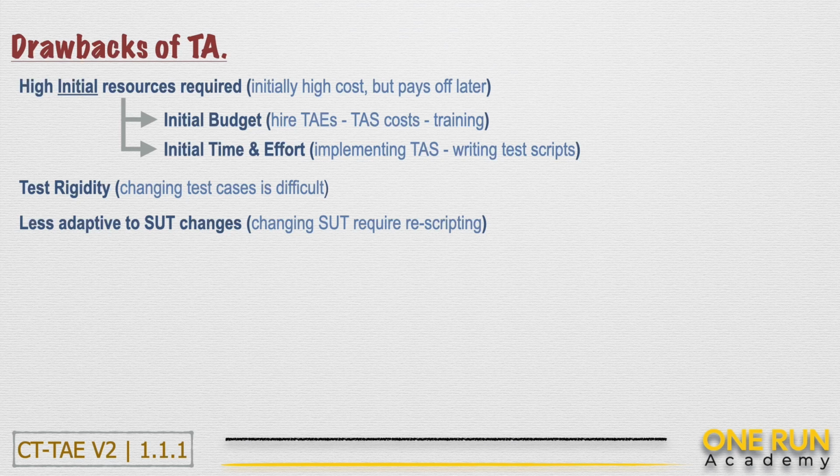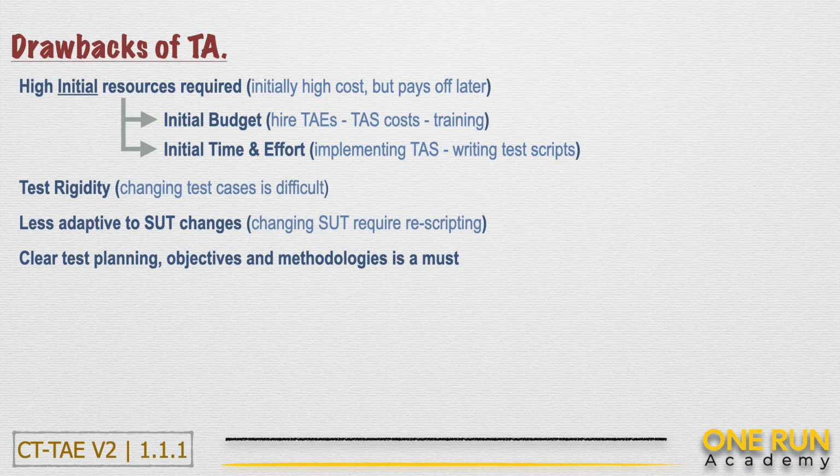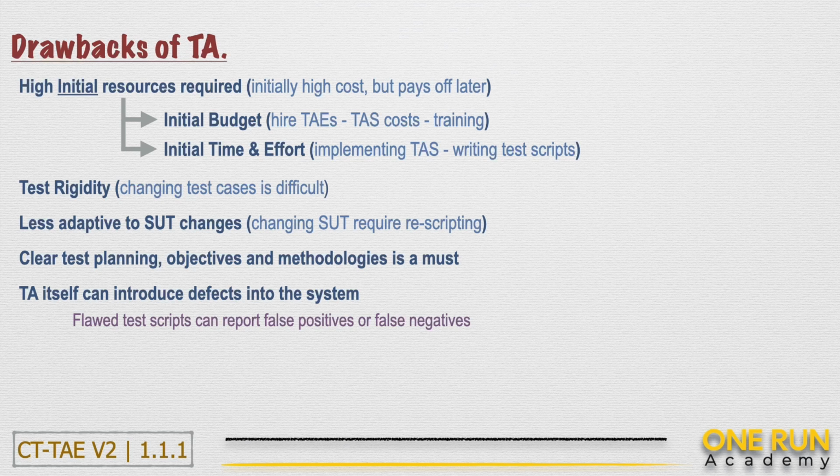One more thing, successful test automation requires crystal clear objectives and planning, and I think this one is pretty much self-explanatory. And finally, test automation itself can introduce its own problems. For instance, flawed test scripts, which are scripts that are poorly written, might report false positives, I mean saying everything is fine when it's not, or false negatives, screaming bug when there is no issue.